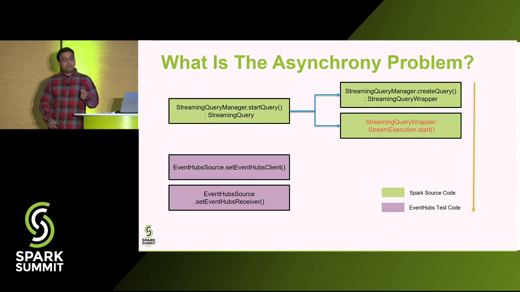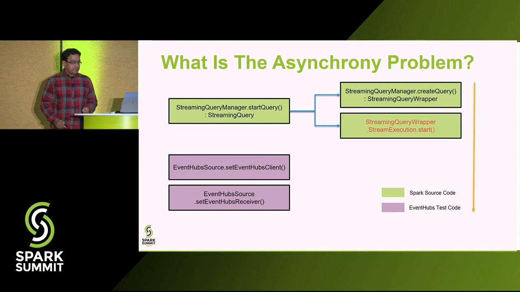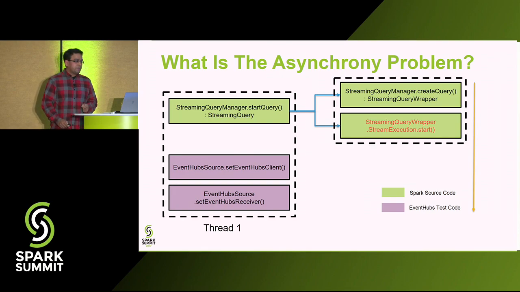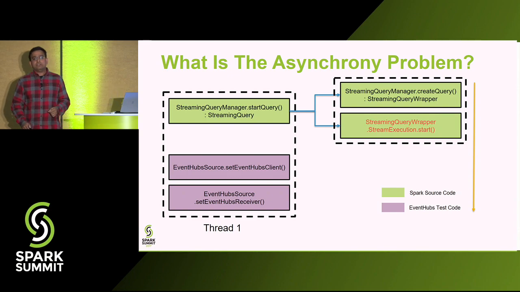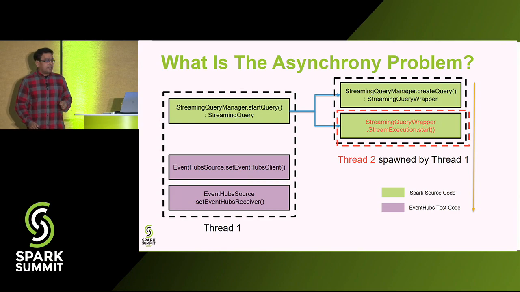Now, another call it makes is actually to start the execution. The reason that is in red, I will explain why. Now, this is in one thread. The APIs that get called within that black dotted box are in a single thread. Start query actually starts stream execution.start, which starts another thread. And the execution of thread 1 and thread 2, of course, is not in our control.